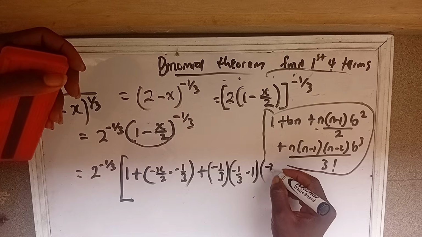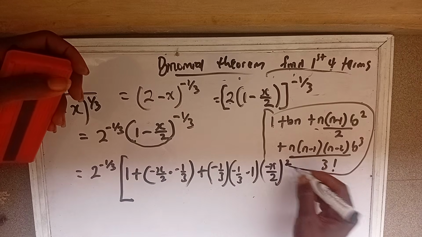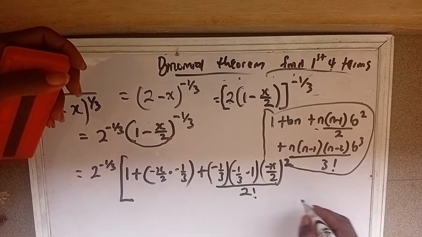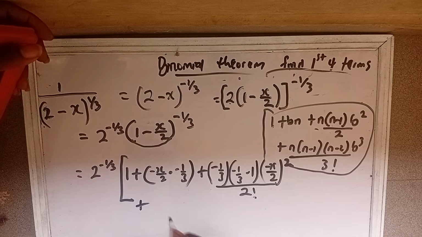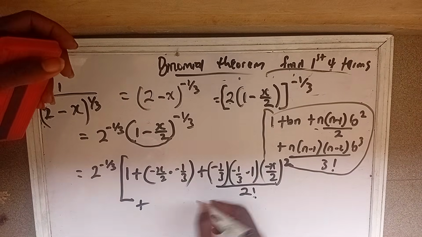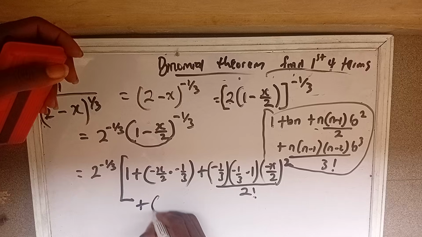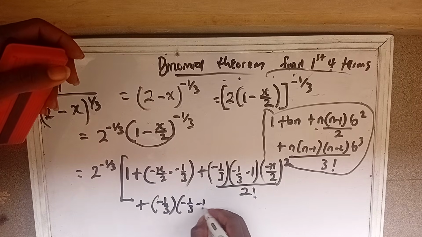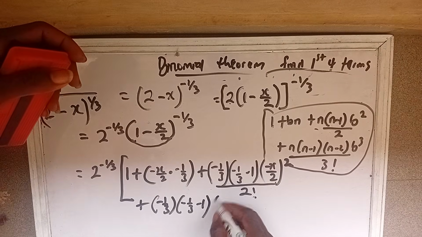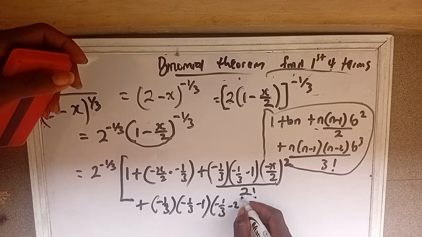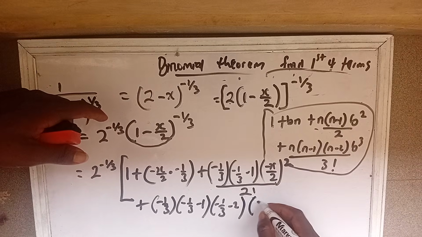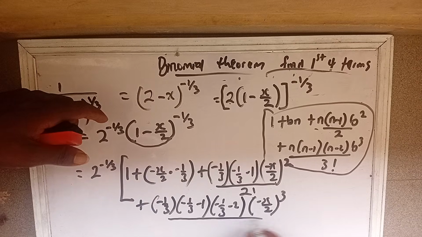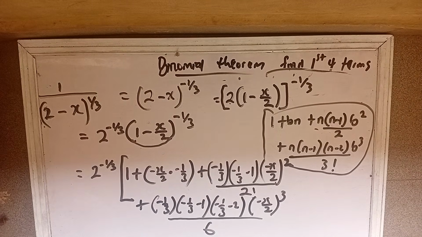My b is minus x over 2 squared. Do we get, over 2 factorial? Plus, I hope it's making sense. Just be inputting your value. What's our n? Minus 1 over 3. n minus 1, minus 1 over 3 minus 1. n minus 2, minus 1 over 3 minus 2. b cubed. Our b is minus x over 2 cubed over 3 factorial. What's 3 factorial? 6. Now let's start.